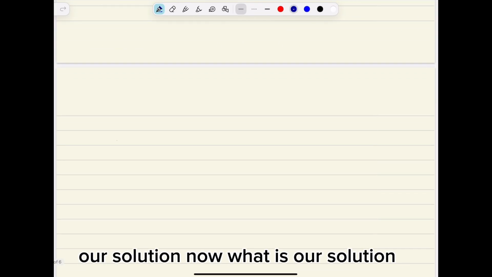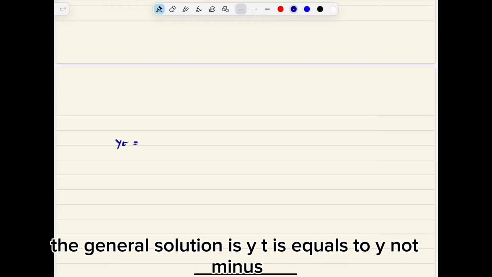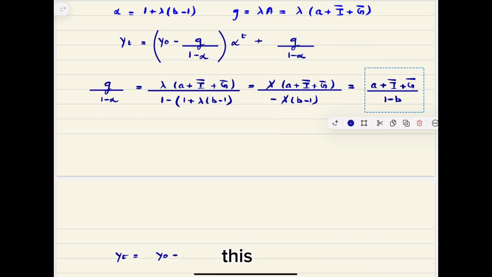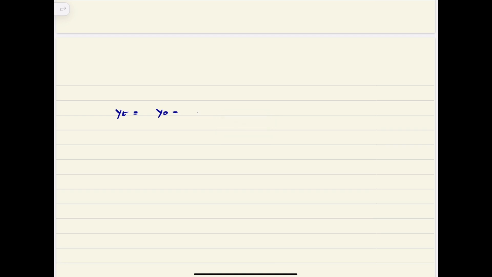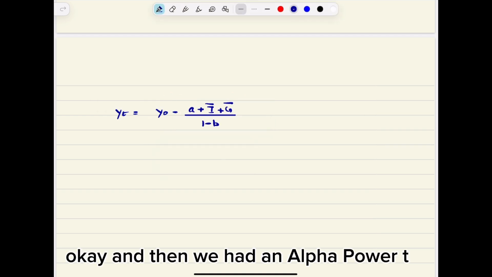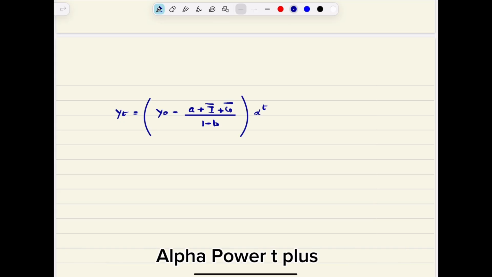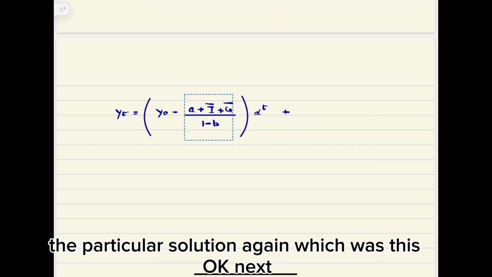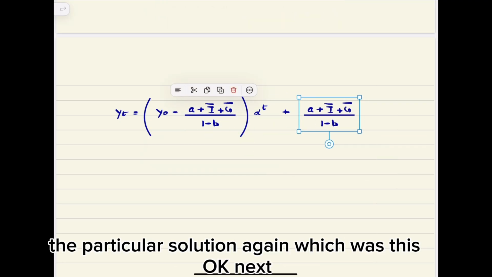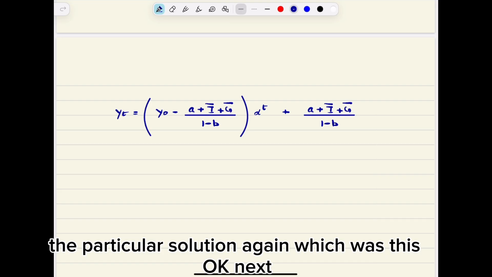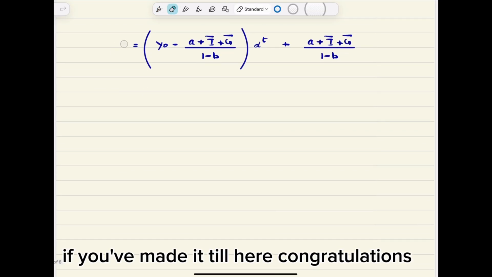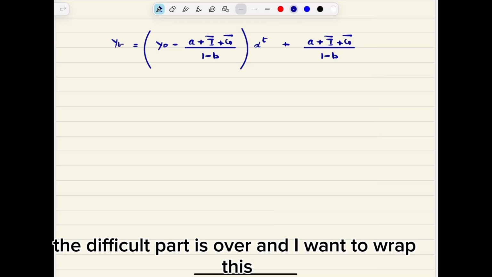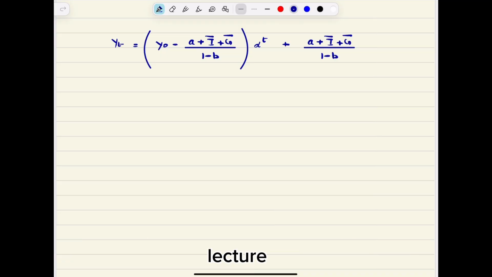What is our solution? The general solution is y_t equals y naught minus this, and then we had an alpha power t, plus the particular solution again, which was this. Okay, next, if you've made it till here, congratulations. The difficult part is over, and I want to wrap this lecture up quickly.